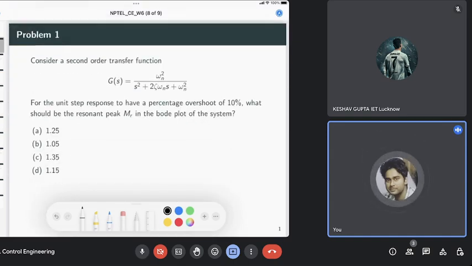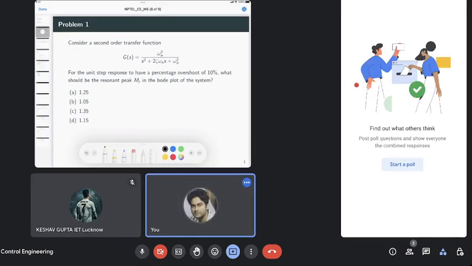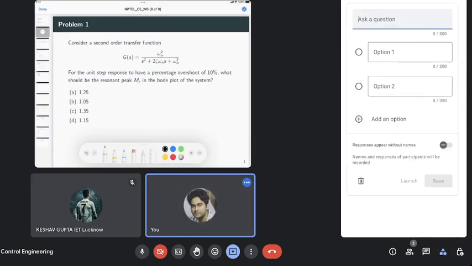So we have a second order system. The transfer function is given, and you are given that the percentage overshoot from the time response, this MP, is 10%, that is 0.1. Then what should be the resonant peak in the Bode plot? I'll start. You can answer, then we will discuss.